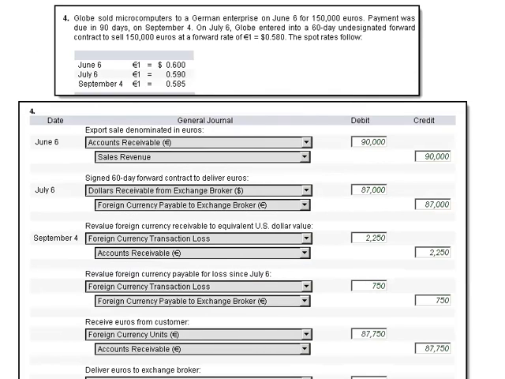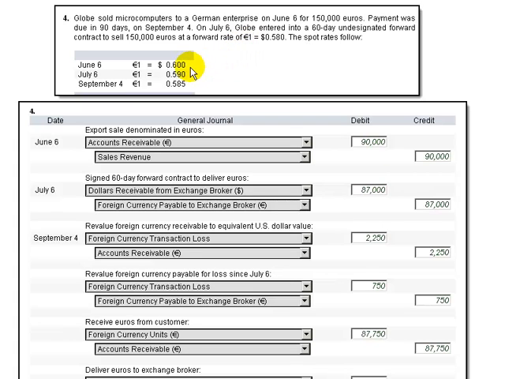Okay, the fourth transaction was Globe sold microcomputers to a German enterprise on June 6th for 150,000 euros. Payment was due in 90 days on September 4th. Now, they enter into a 60-day undesignated forward contract to sell 150,000 euros at a forward rate of 0.58 cents. And of course they're doing this to limit their foreign currency exposure.